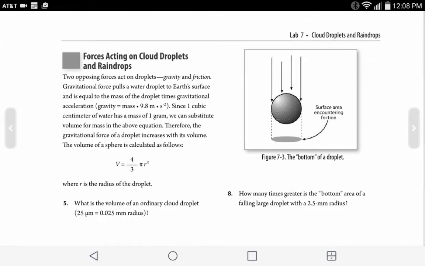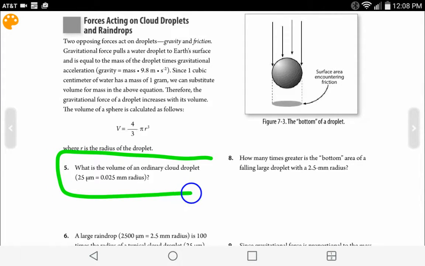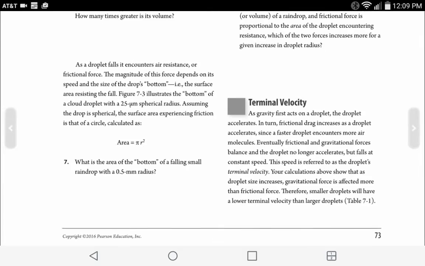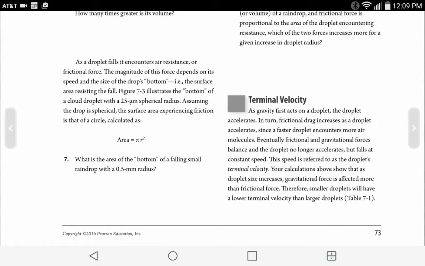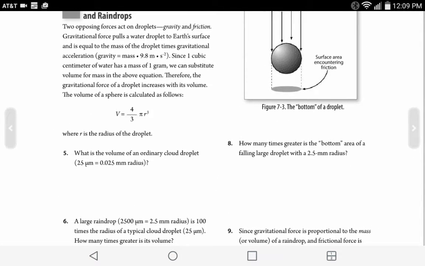Then we talk about the forces acting on the droplet, and most of these problems are actually not very difficult at all. Basically, it's asking you to do things like determine the volume of an ordinary cloud droplet. So there's the information it gives you as to the equation for the volume, and here it gives you the radius. You do the same thing for a large raindrop. It has you do the same sort of thing for the cross-sectional area of the big raindrop. This is its cross-sectional area here, and so on.